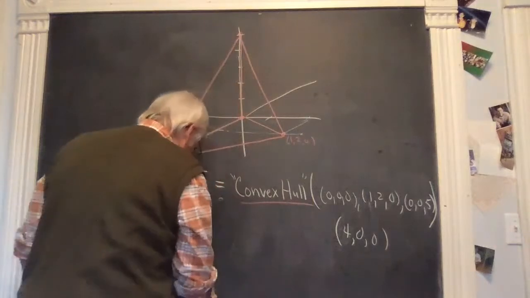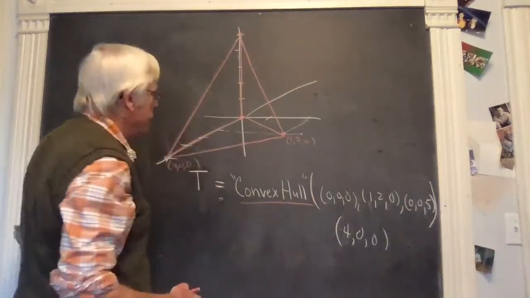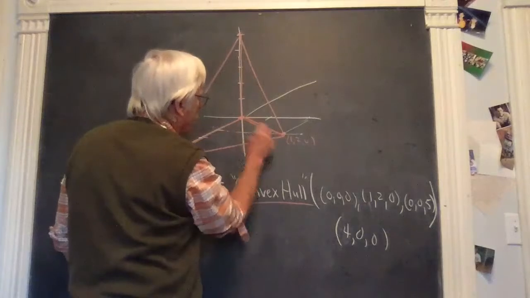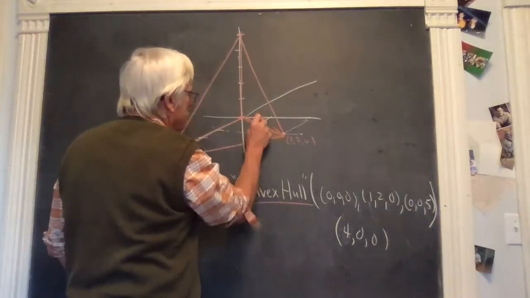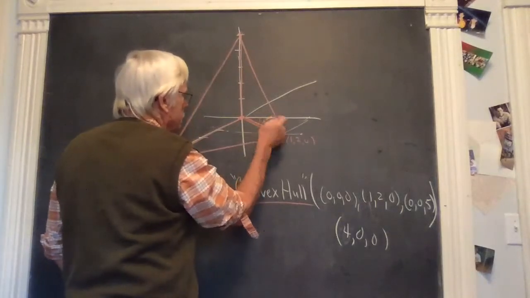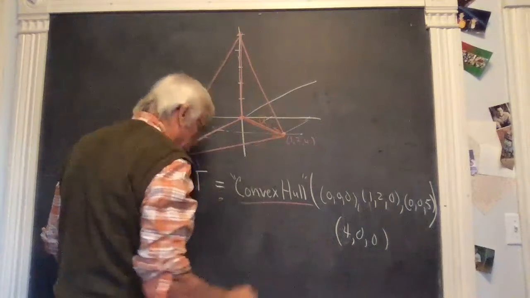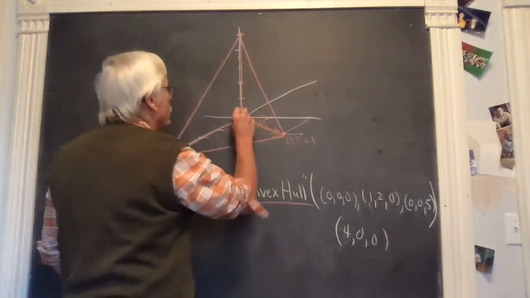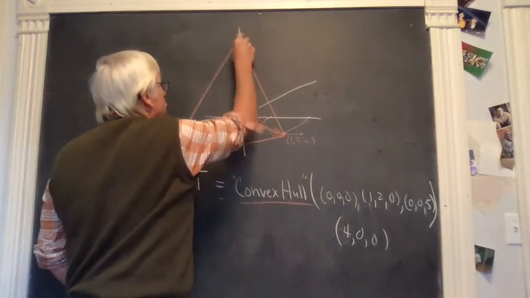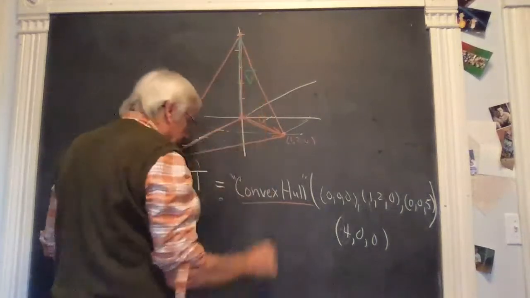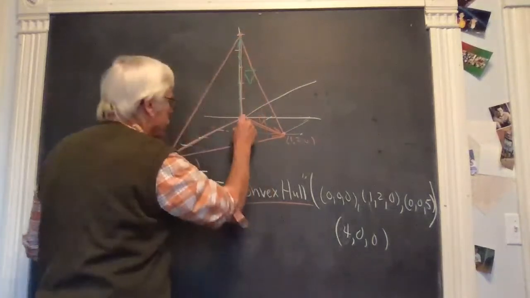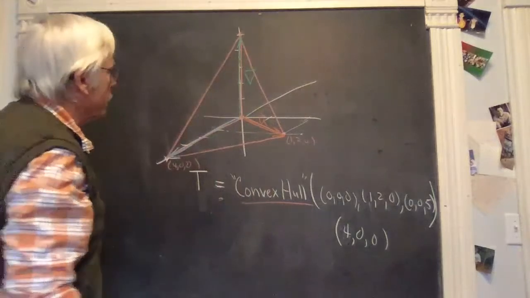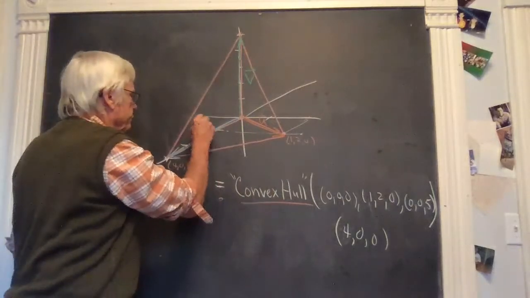So let's take a look at the vectors beginning at 0. This vector between these 2 points, let's just call it u. And the vector between the origin and this point, we'll call that v. The vector between the origin and 4, 0, 0, we'll call this w.